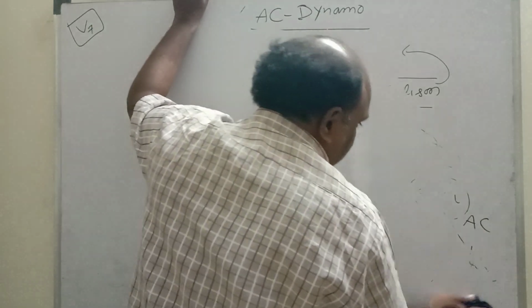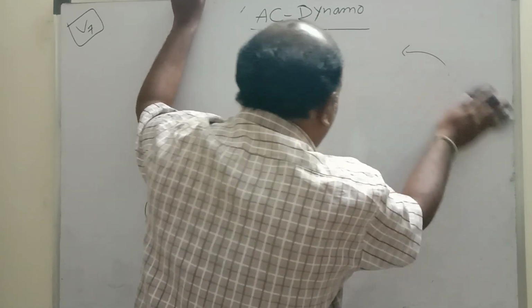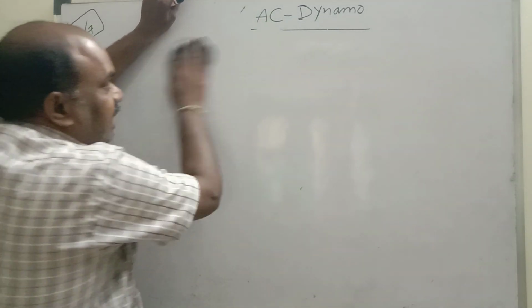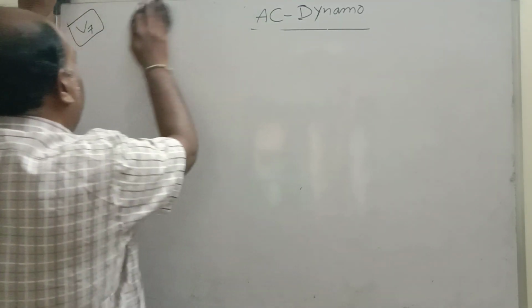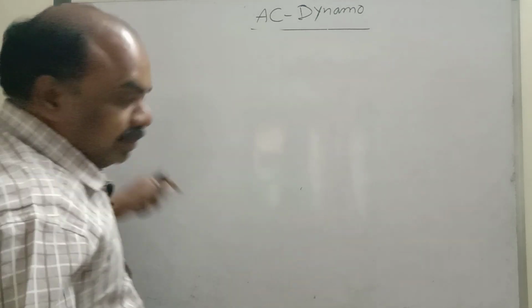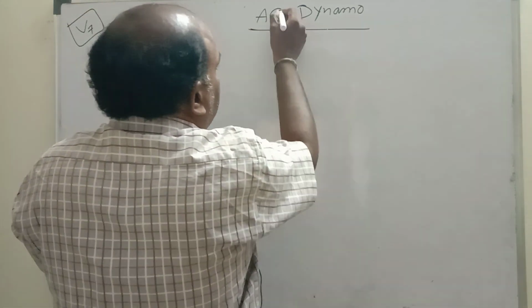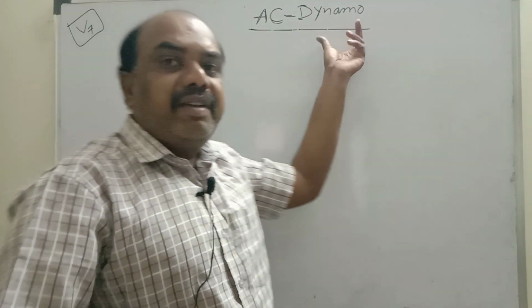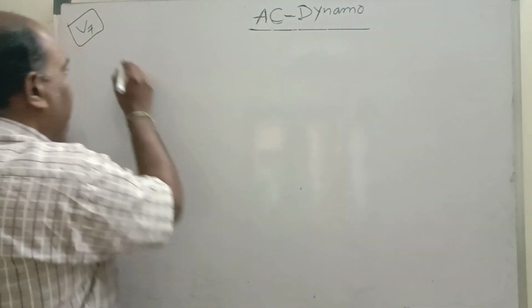Sir, why only AC dynamo? Why not DC dynamo? DC dynamo also we will see, but the more useful, more powerful dynamo is the alternating current dynamo. AC dynamo full form is alternating current dynamo. This dynamo provides alternating current. Say aim.